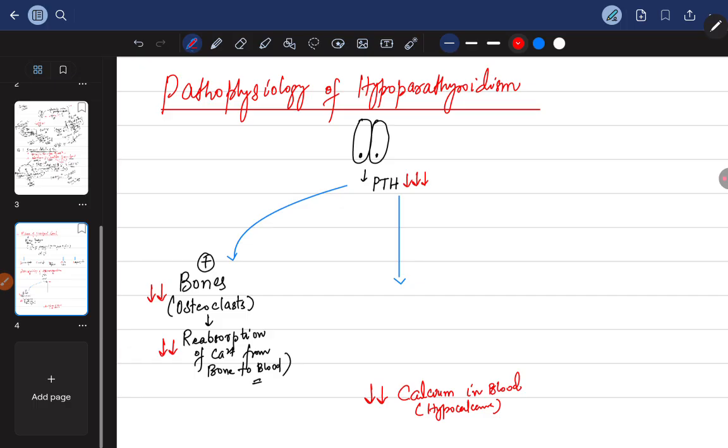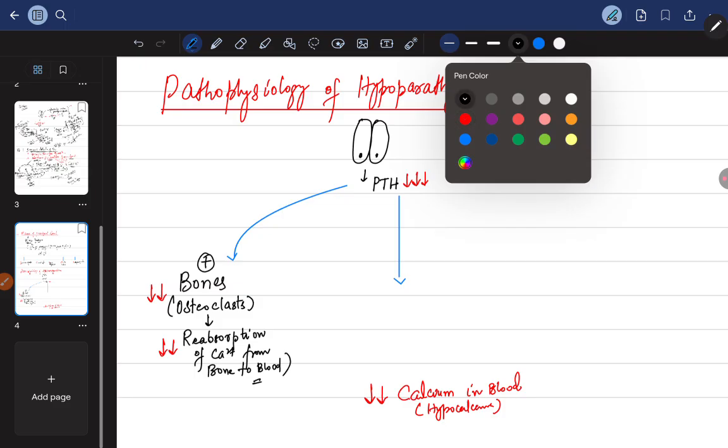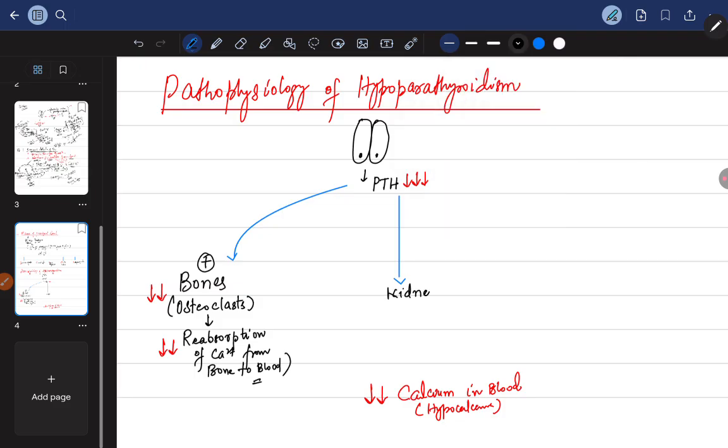Second, what happens is that when PTH acts on the kidneys, when PTH is decreased, it will cause decreased conversion or decreased synthesis of vitamin D, vitamin D3, and there will also be decreased reabsorption of calcium from the PCT. So when this vitamin D3 is decreased, it will cause decreased absorption of calcium from the gut.